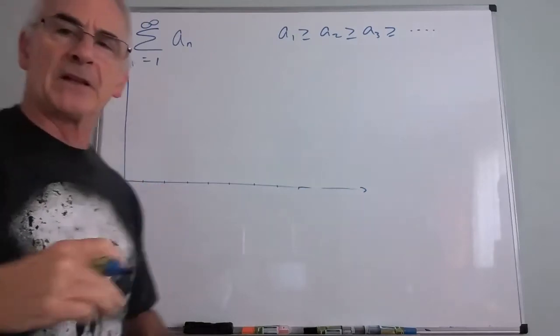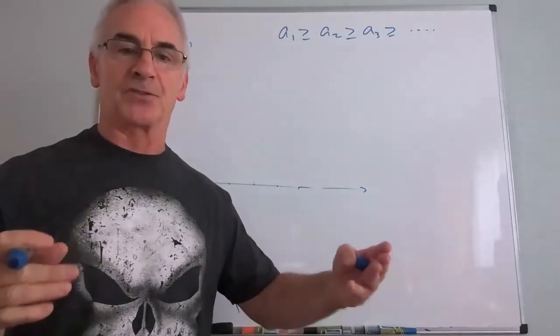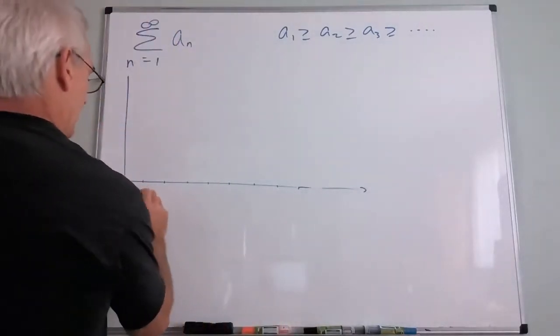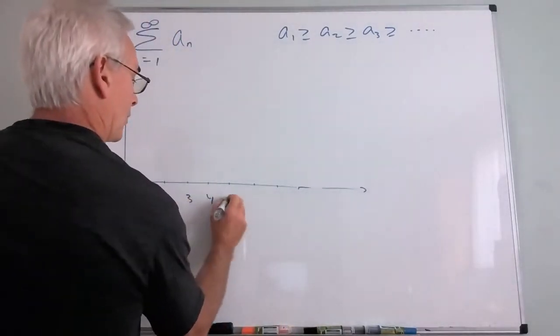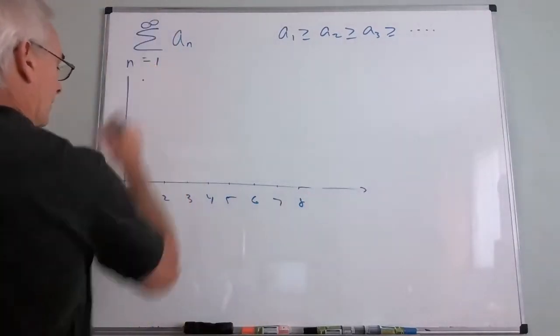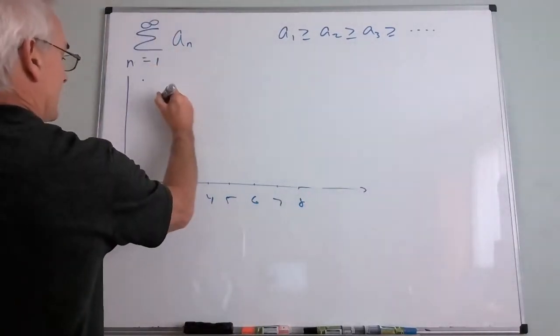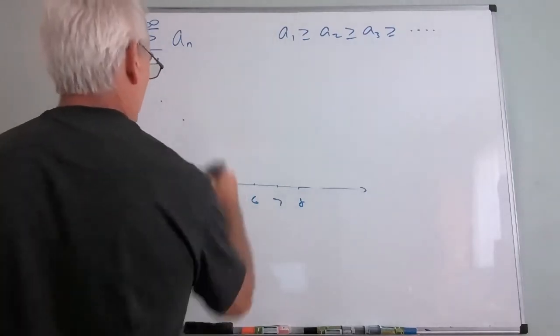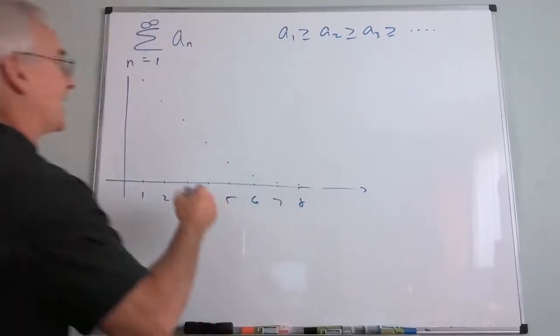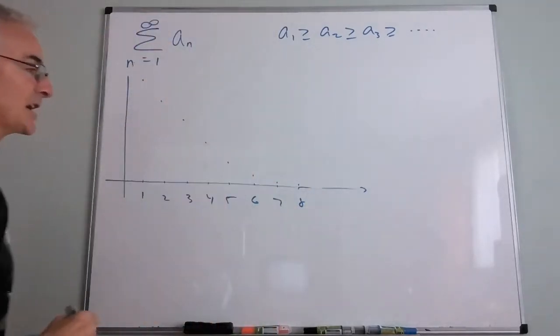And don't think of it like a regular XY plane graph. Just think of it as, I'm going to put down, this will be 1, 2, 3, 4, 5, and so on. All right, so a1, let's say, is here. And then let's say a2 is maybe here. And then a3 is here. And then a4 is here. And then a5, and then a6, and a7. So you get the idea. They're getting smaller as I go.